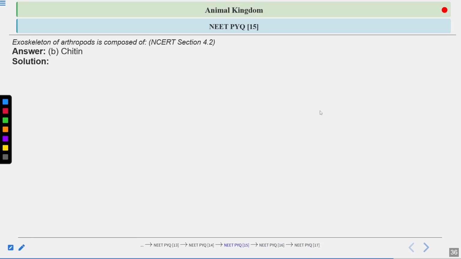So exoskeleton of the arthropod is composed of chitin. The chitin material is present in their exoskeleton. Chitin is a type of carbohydrate, a type of polysaccharide that makes the exoskeleton of the arthropods. So let us see the solution part. Exoskeleton of the arthropod is made up of chitin, right?